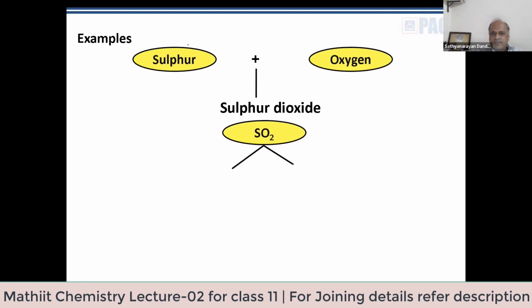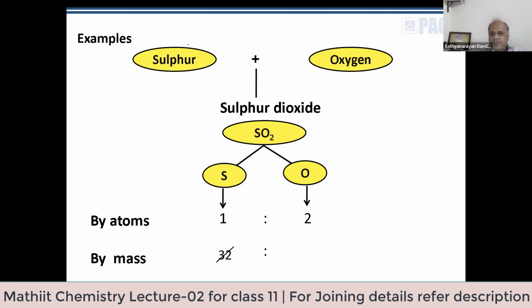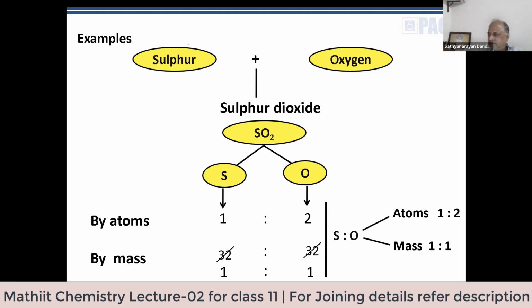Ratio by mass and ratio by atoms. By atoms, 1 is to 2. Just now we did in a different manner. By mass, 32 is to 32, that is equal to 1 is to 1. So, by atoms and by mass, this is the ratio. This is for board examinations or school examinations. If they ask you, you should write like this.